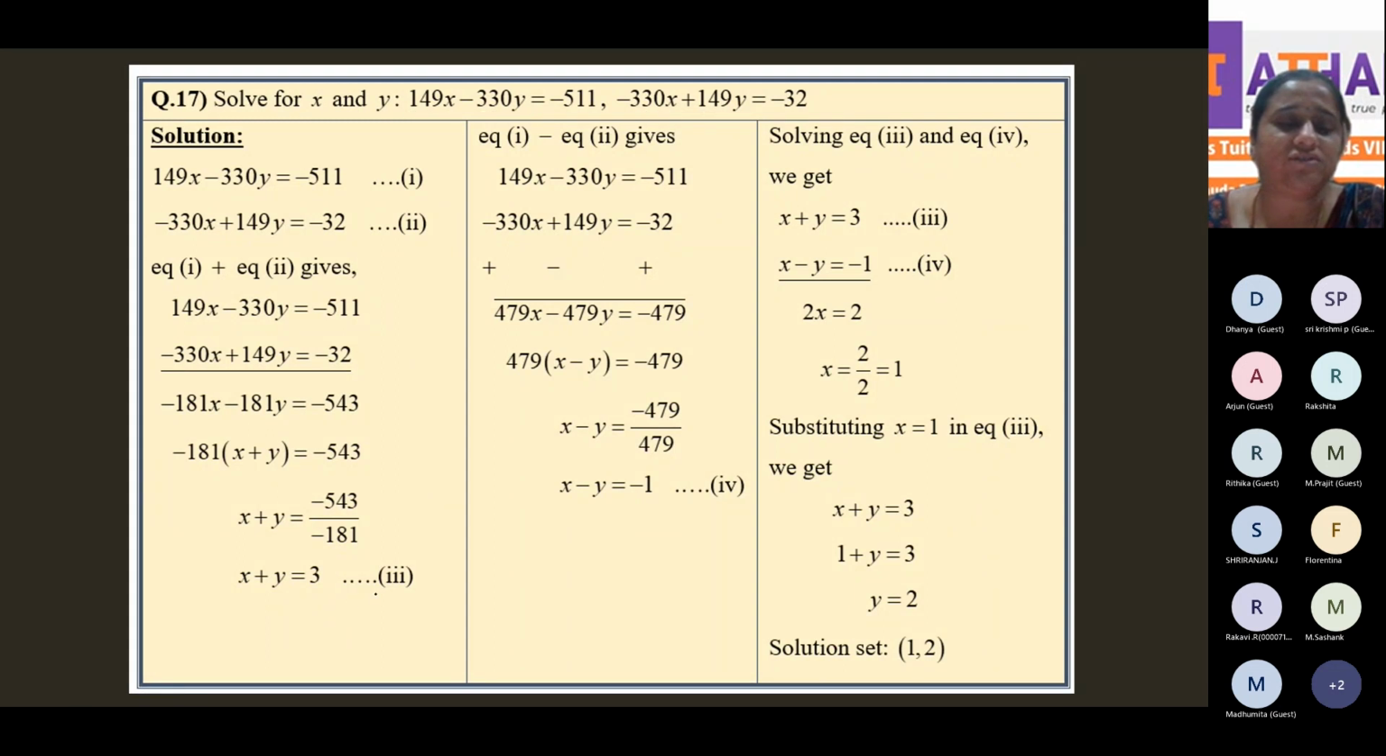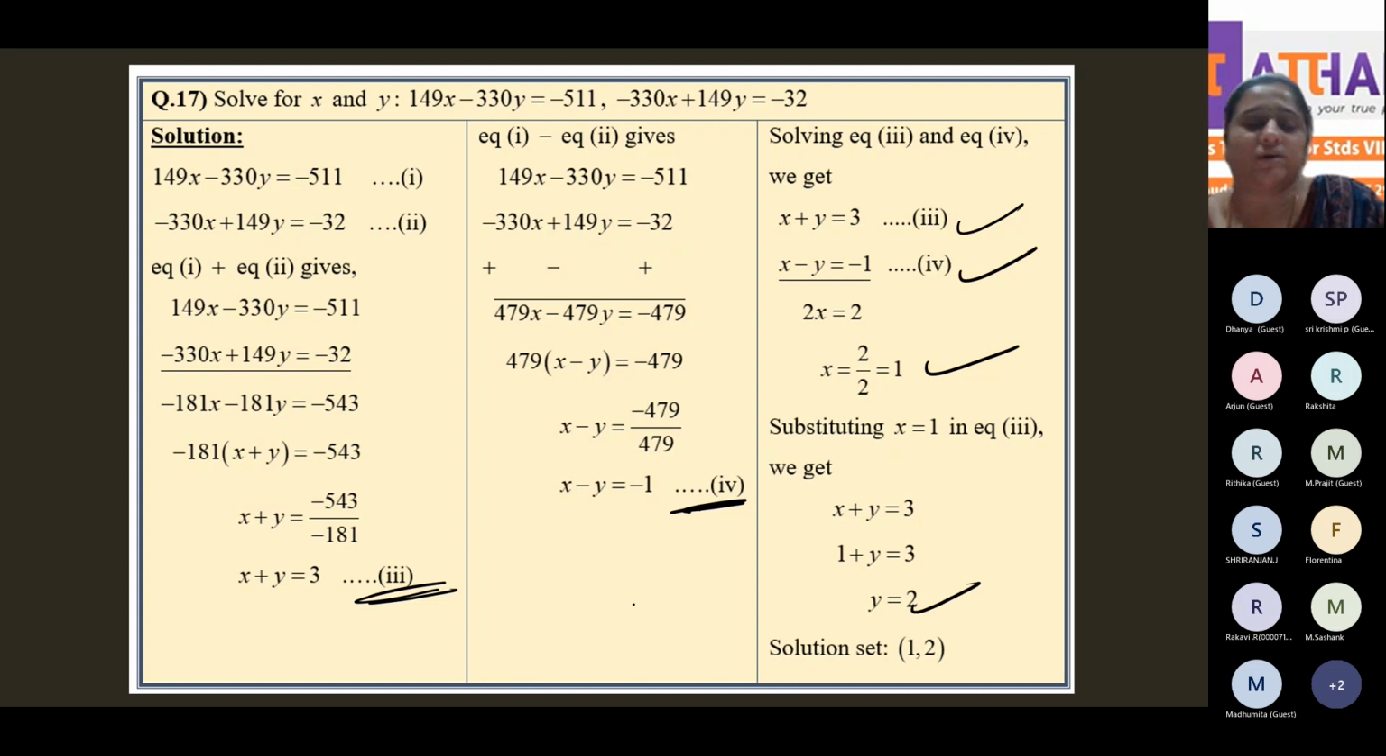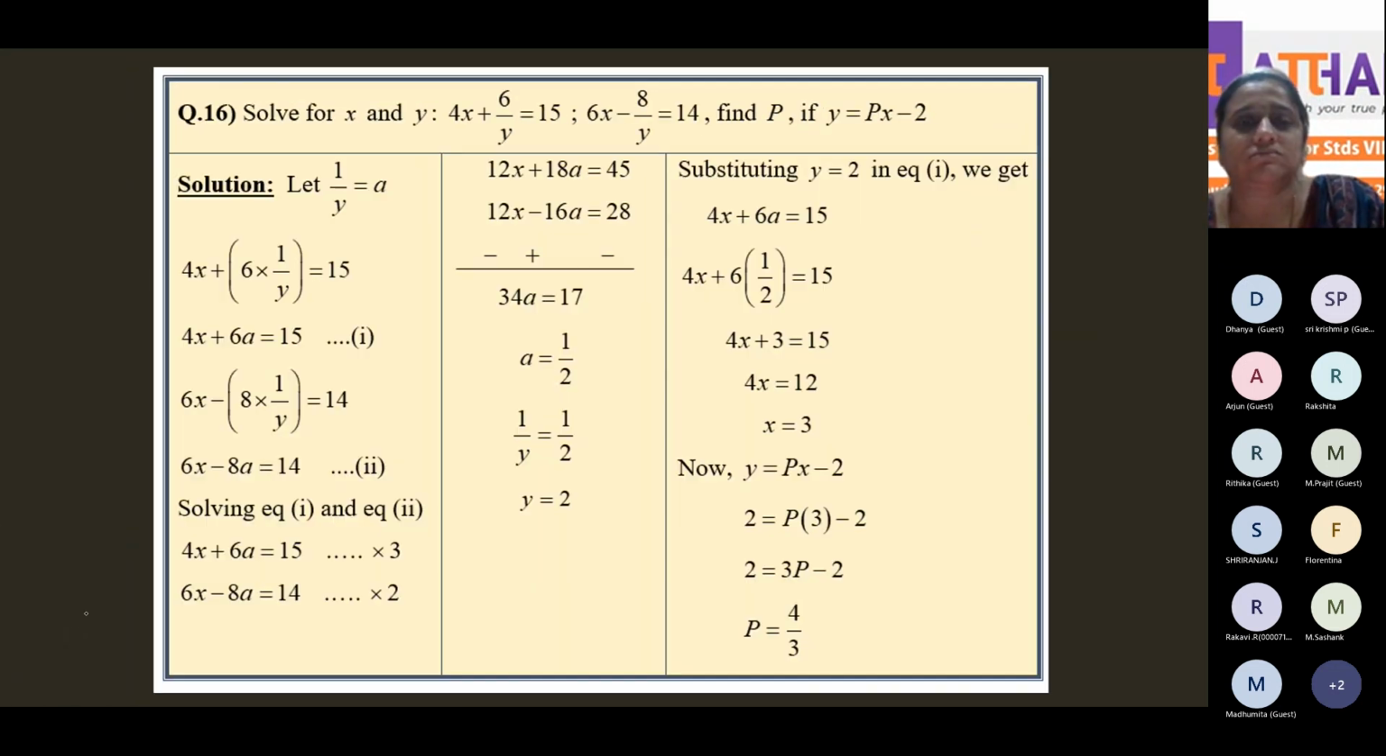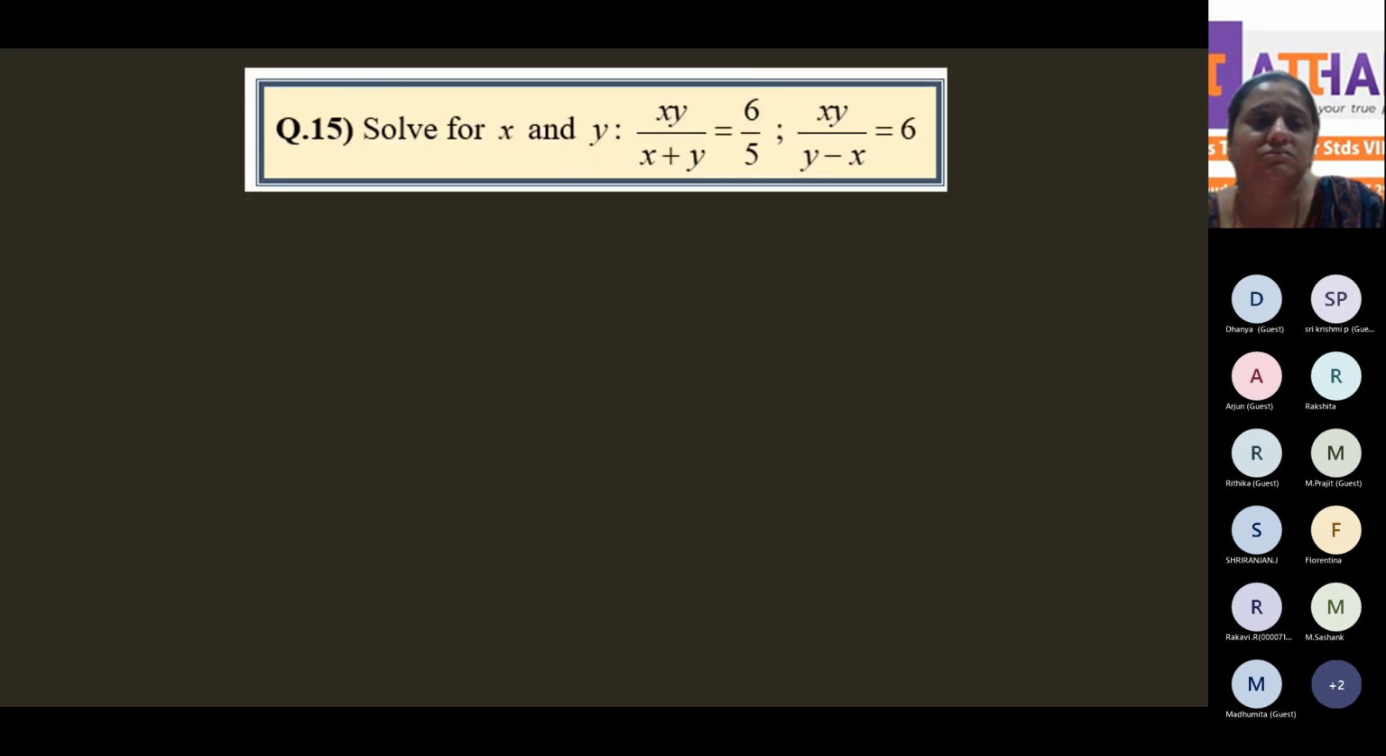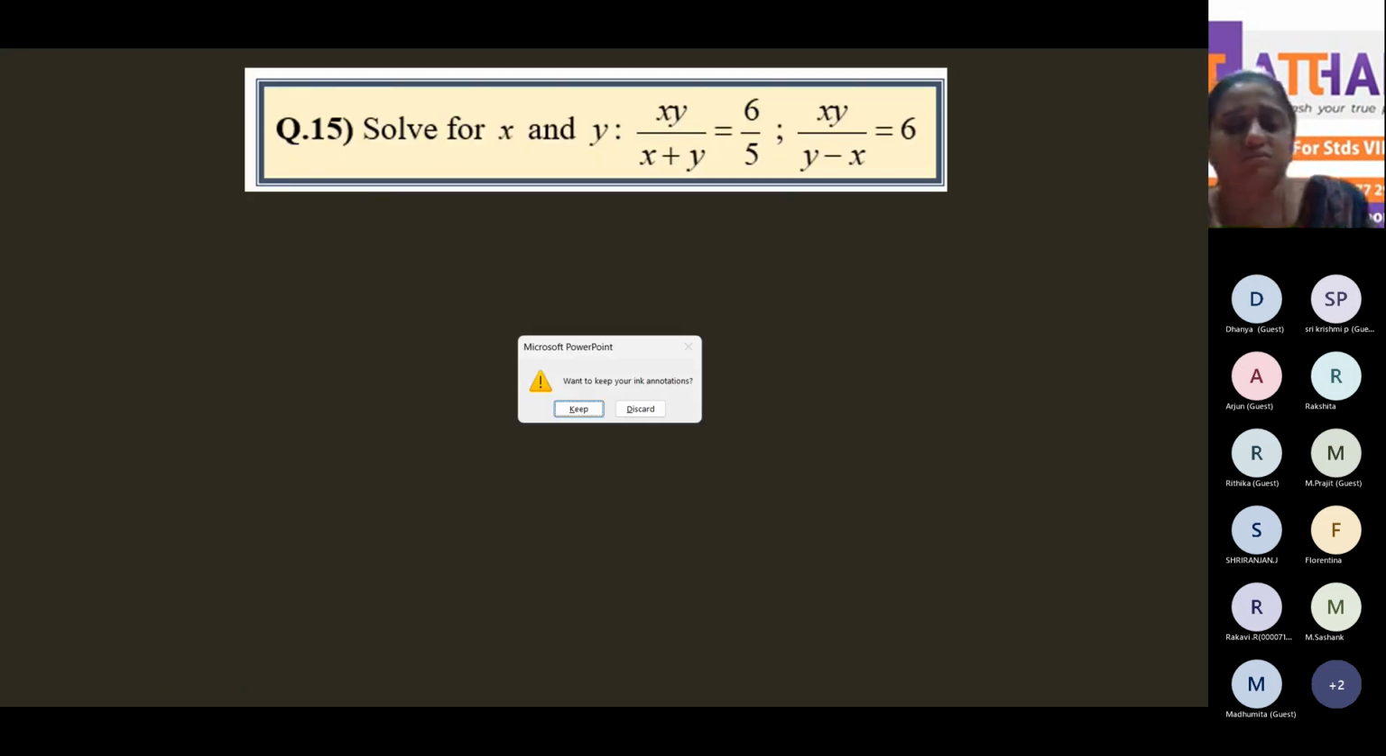We add the two equations and get a new equation 3. We subtract the two equations and get a new equation 4. And we solve equations 3 and 4 to find the values of x and y. Got it.